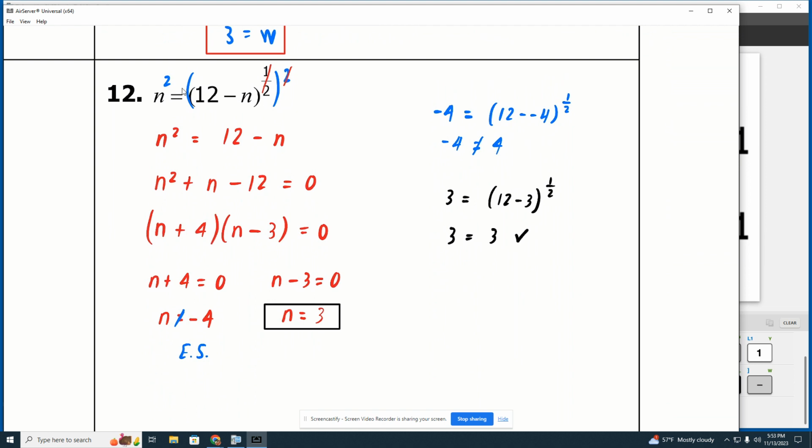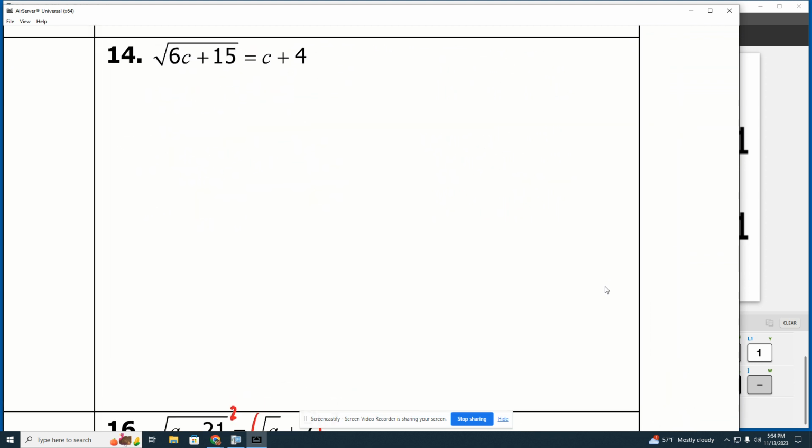So we square both sides. And then actually, it's a lot like yesterday's because the factors are the same. N plus 4 times n minus 3 will give me this n squared plus n minus 12. So I set these both equal to 0. I tried the negative 4 here, as you can see. It gives me negative 4 equals positive 4. Nope, not true. So negative 4 is extraneous. I plug the 3 in here, and sure enough, 3 equals 3. It works.